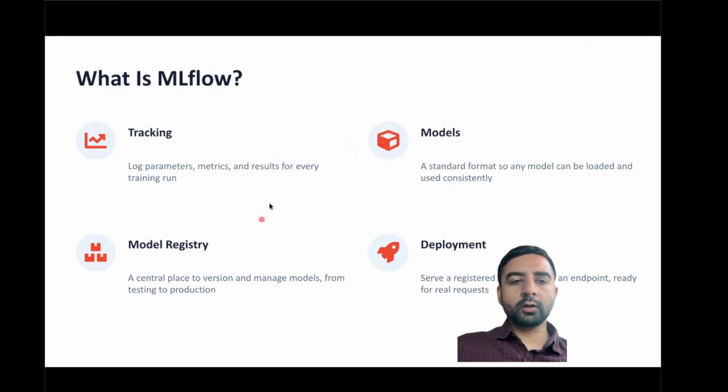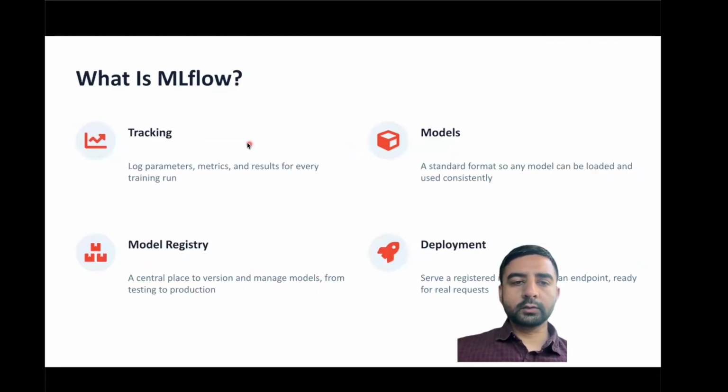When training a model, you might try many combinations. Model A has 100 trees, which gives 89% accuracy. Model B has 200 trees, which gives 91% accuracy. Model C has different features, so it gives 93% accuracy. Without MLflow, it becomes very difficult to remember which code produced what model, what parameters were used, what data set was used, and what model performed the best. So MLflow automatically records this information.